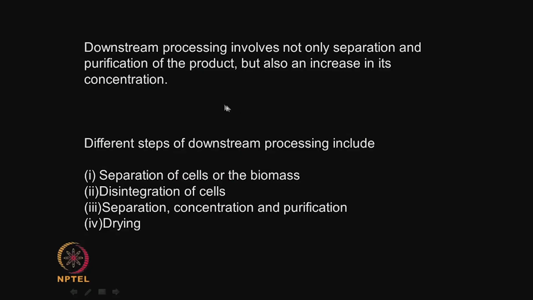So, basically the downstream steps involve separation of cells, cell debris and biomass, then disintegration of the cells, then separating the solid and the liquid, then concentrating your product, then purifying your product, and then drying. So, you can broadly group the various downstream steps into 4 large categories.